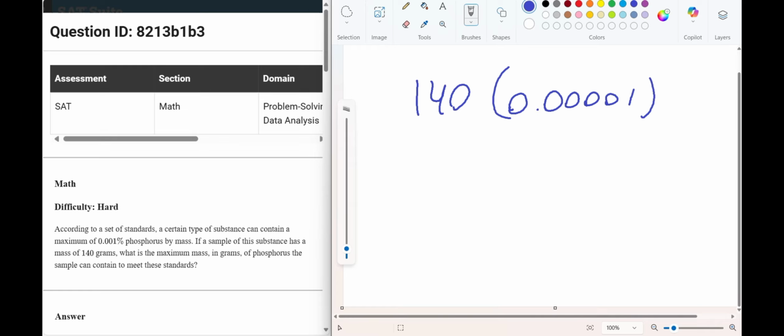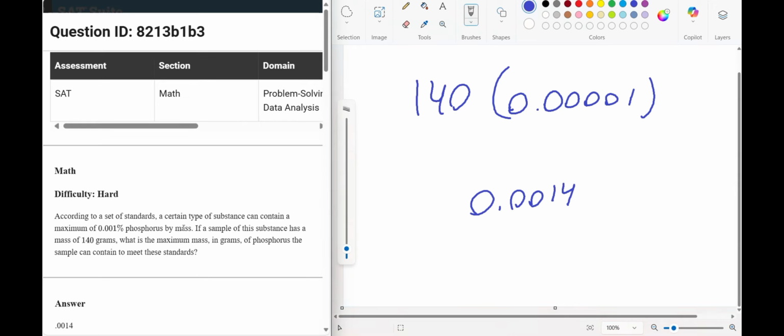0.00001. So when we plug that in, 140 times 0.00001 should give me 0.0014. That should be the total amount of phosphorus available in that sample. We can check here, 0.0014. So a lot of students here would just get 0.14. So be very careful to not plug in your percentage. Plug in the decimal form of that by dividing by 100.